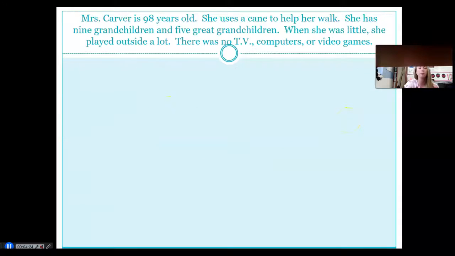Let's try another one. Mrs. Carver is 98 years old. She uses a cane to help her walk. She has 9 grandchildren and 5 great-grandchildren. When she was little, she played outside a lot. There was no TV, computers, or video games.